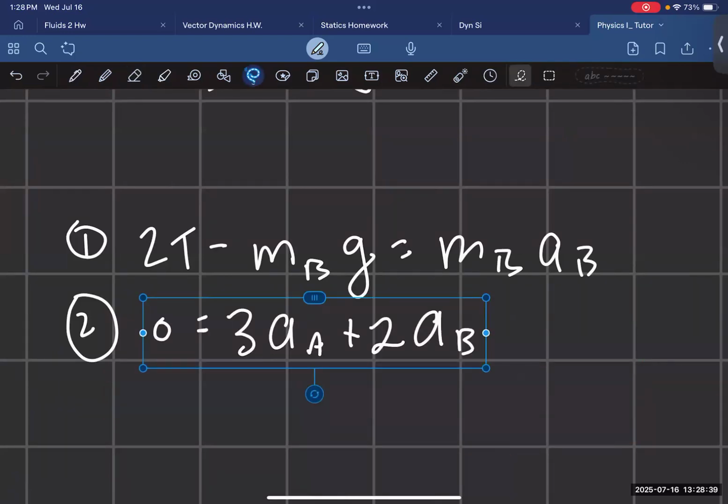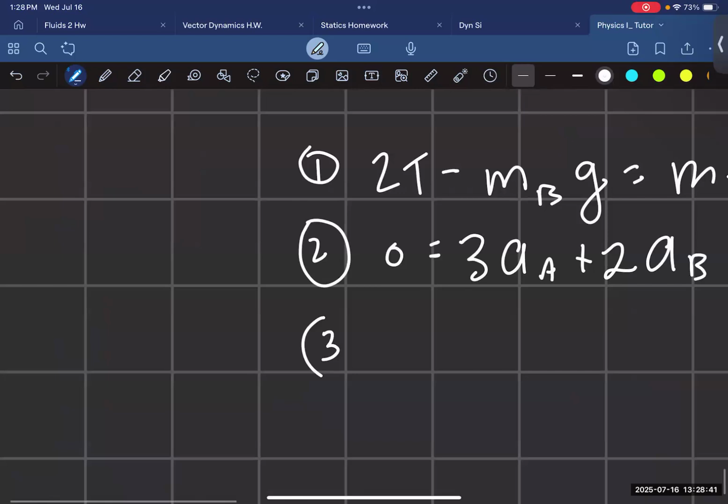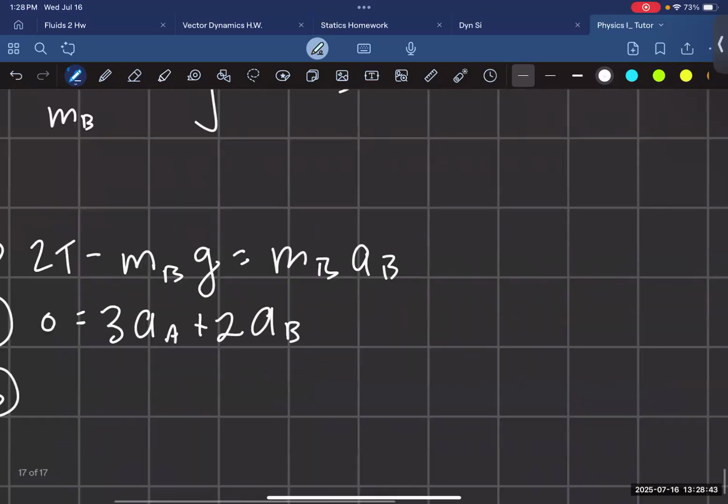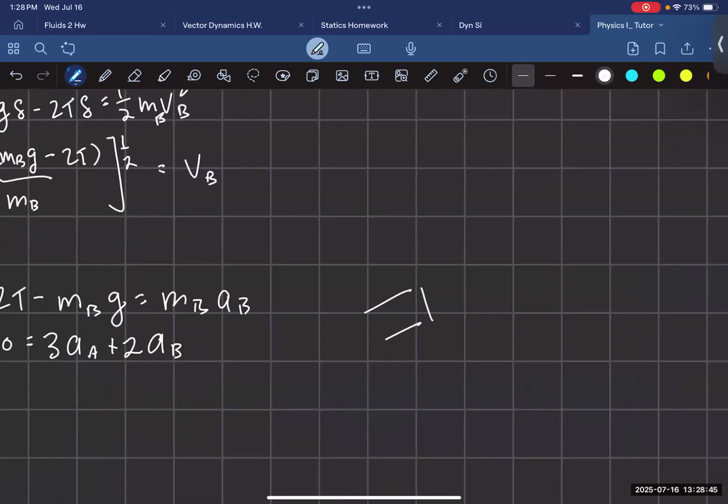So we need three equations to solve for the last unknown. The third equation, we can find from the free body diagram of A, right? This is some theta. We're looking at A on the hill. There is a normal force acting on it. There is some weight force acting on it.